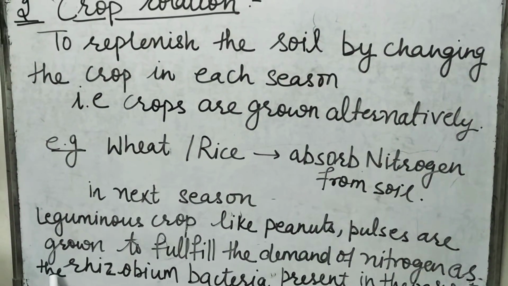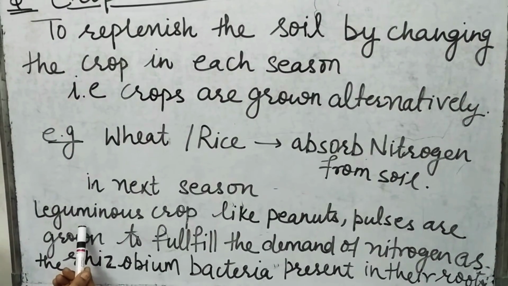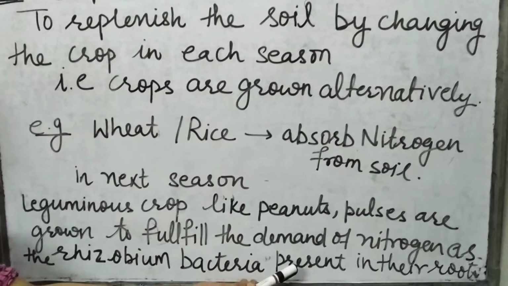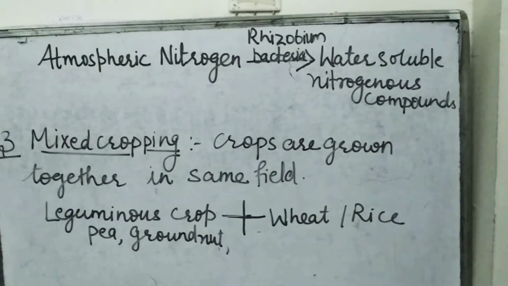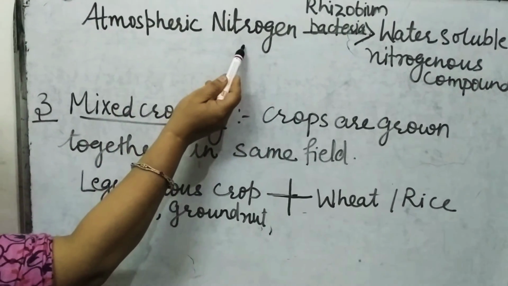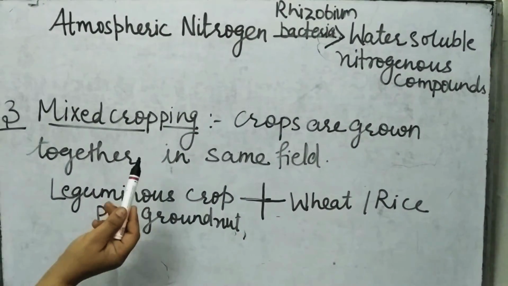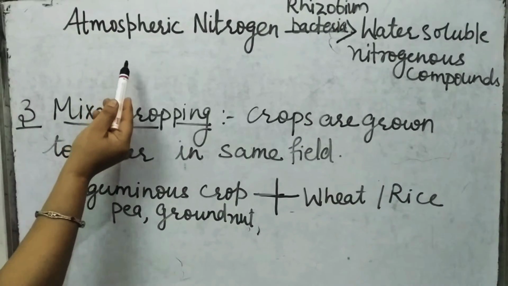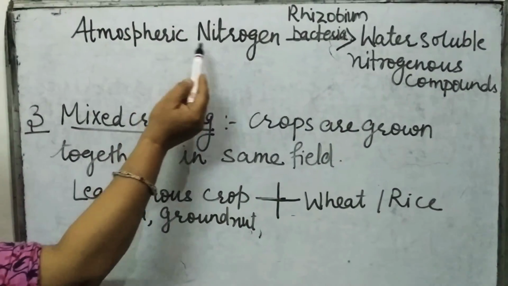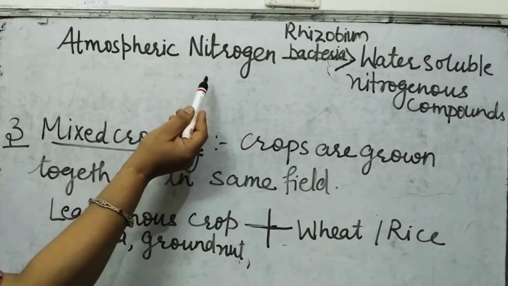As we have learnt in our previous classes also, in the roots of leguminous crops, rhizobium bacteria are present, and these rhizobium bacteria convert the atmospheric nitrogen into water soluble nitrogenous compounds. That means that nitrogen which was absorbed earlier by the previous crop is regained to the soil by these rhizobium bacteria which are present in the root nodules of the leguminous crops.